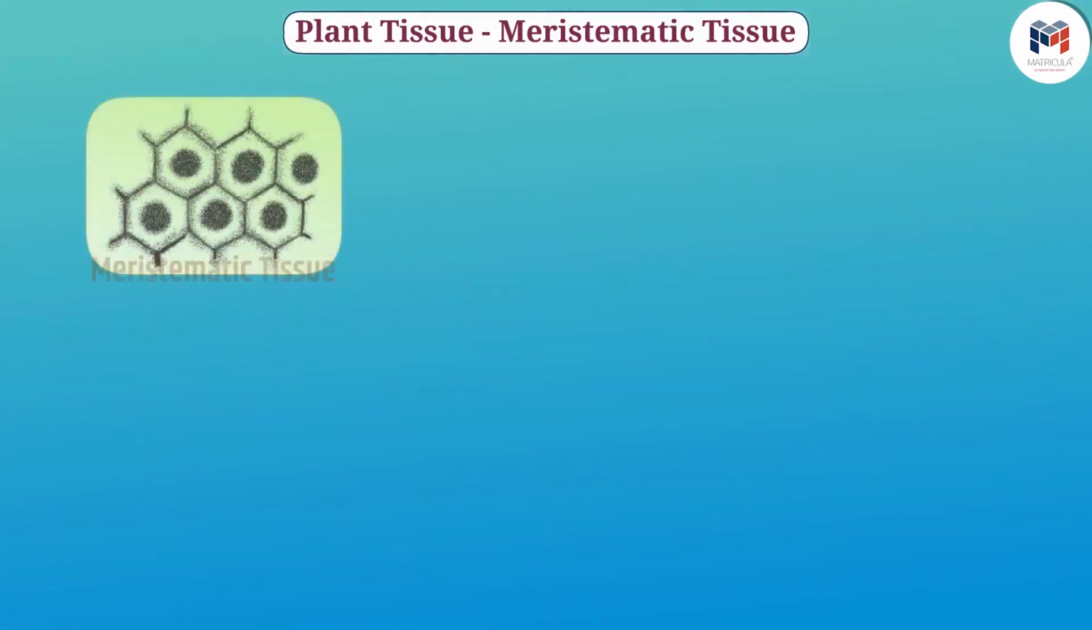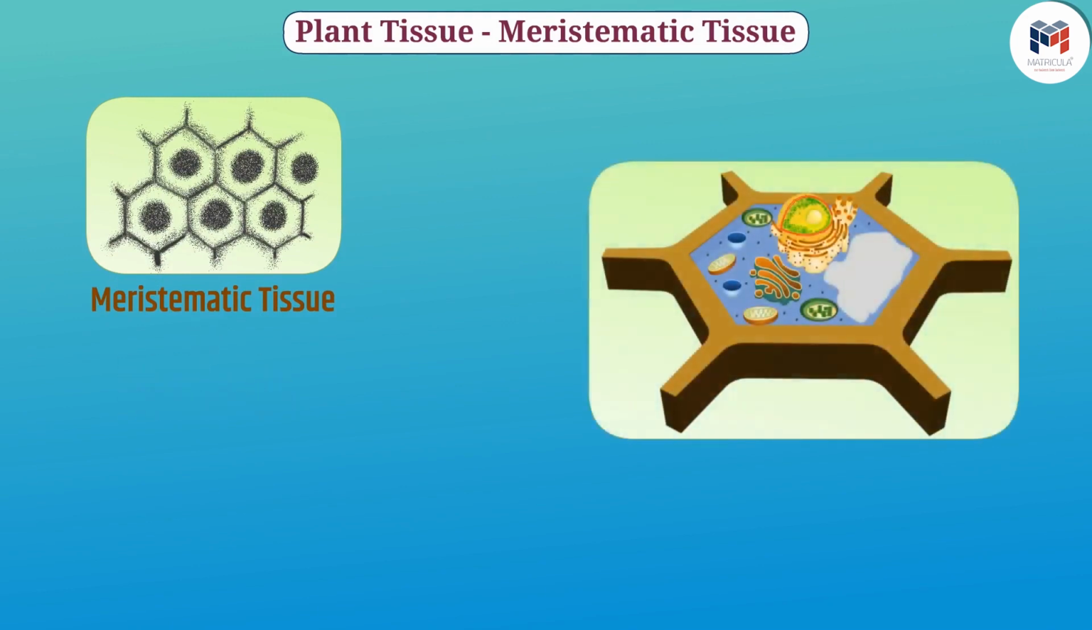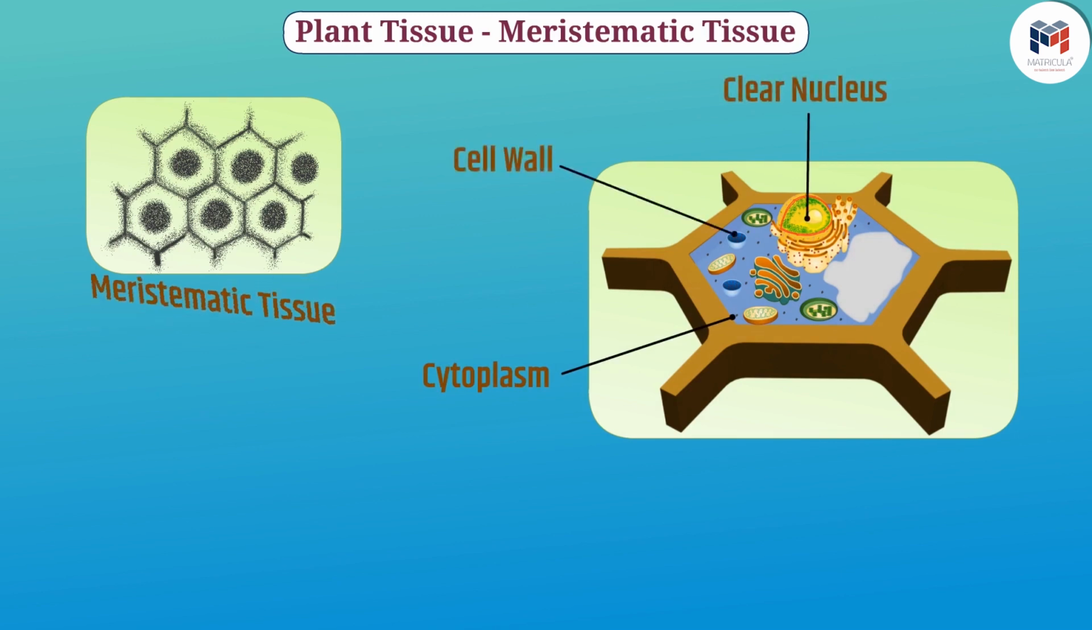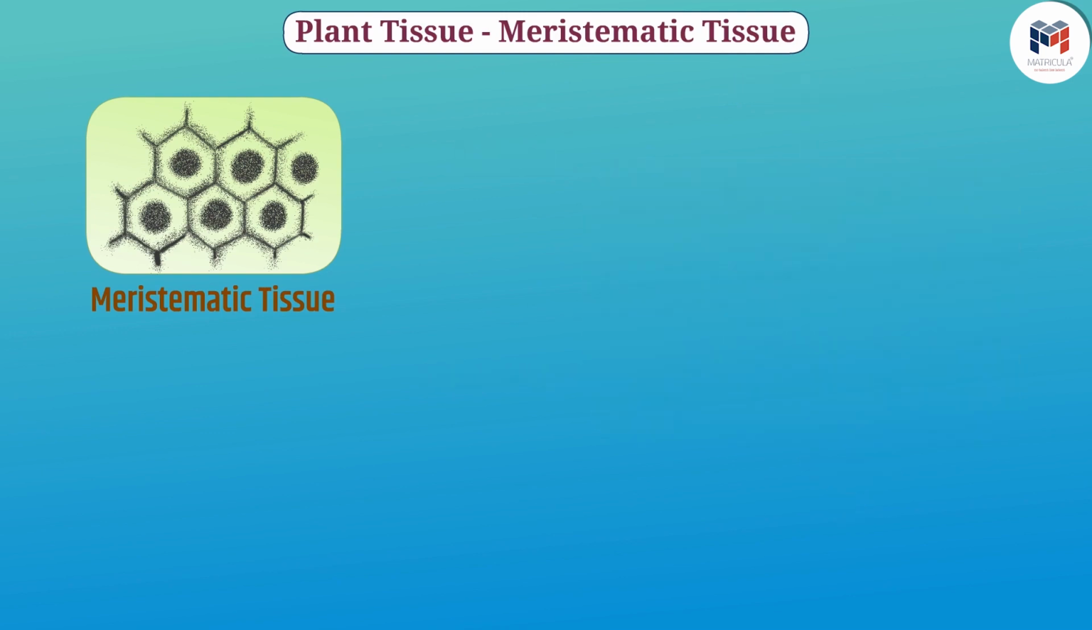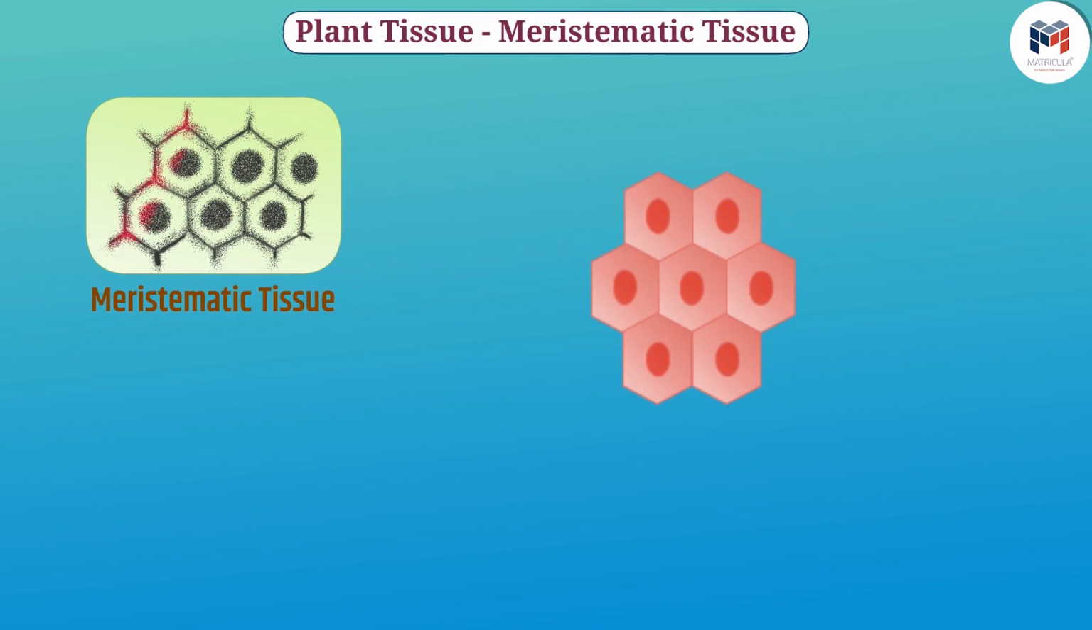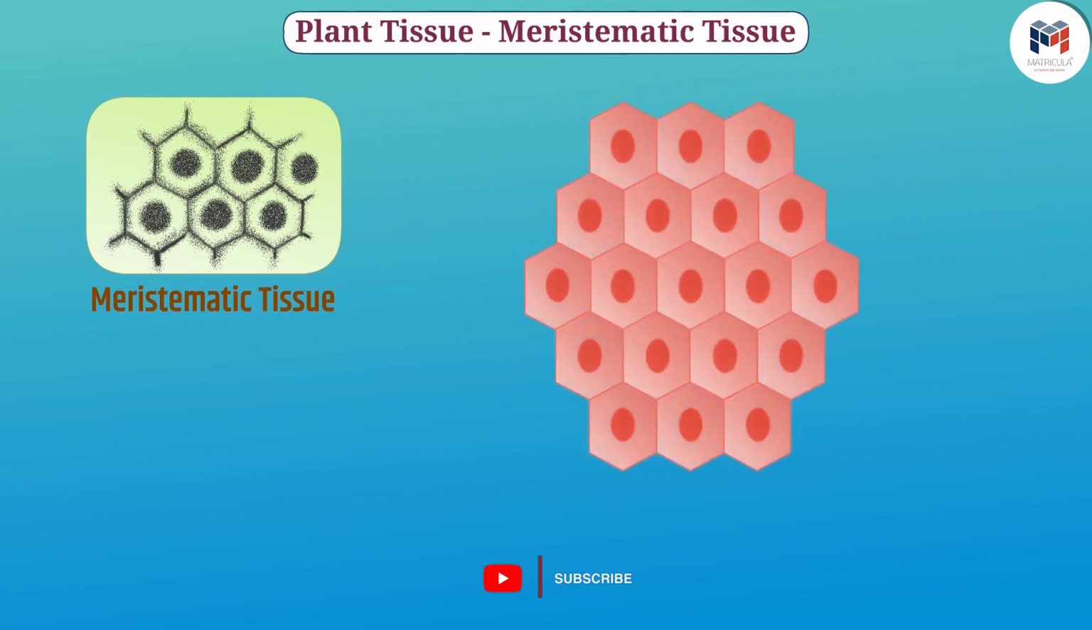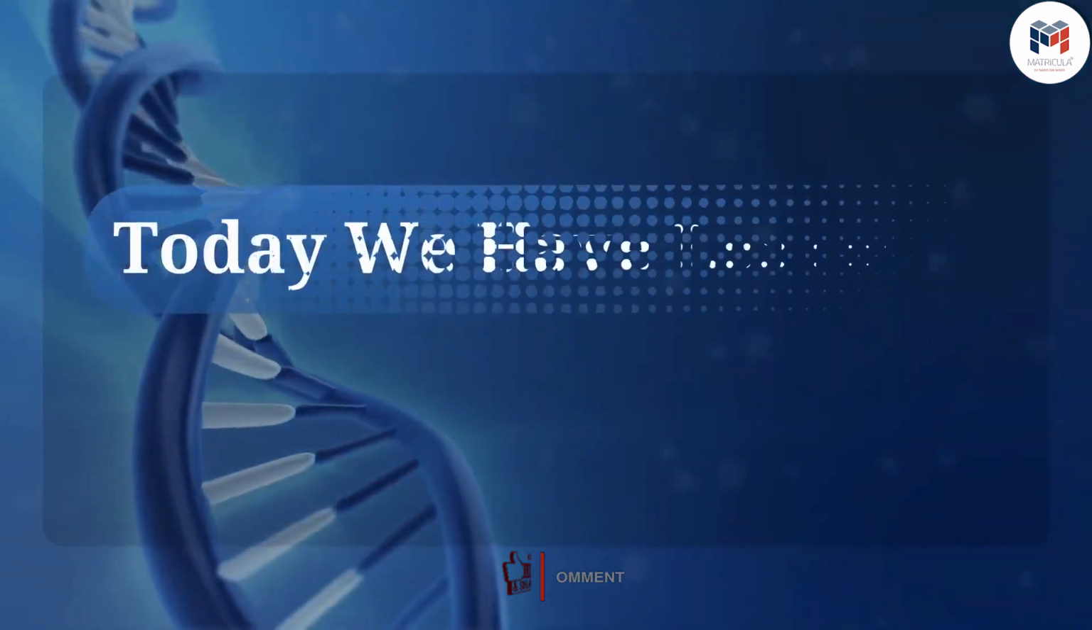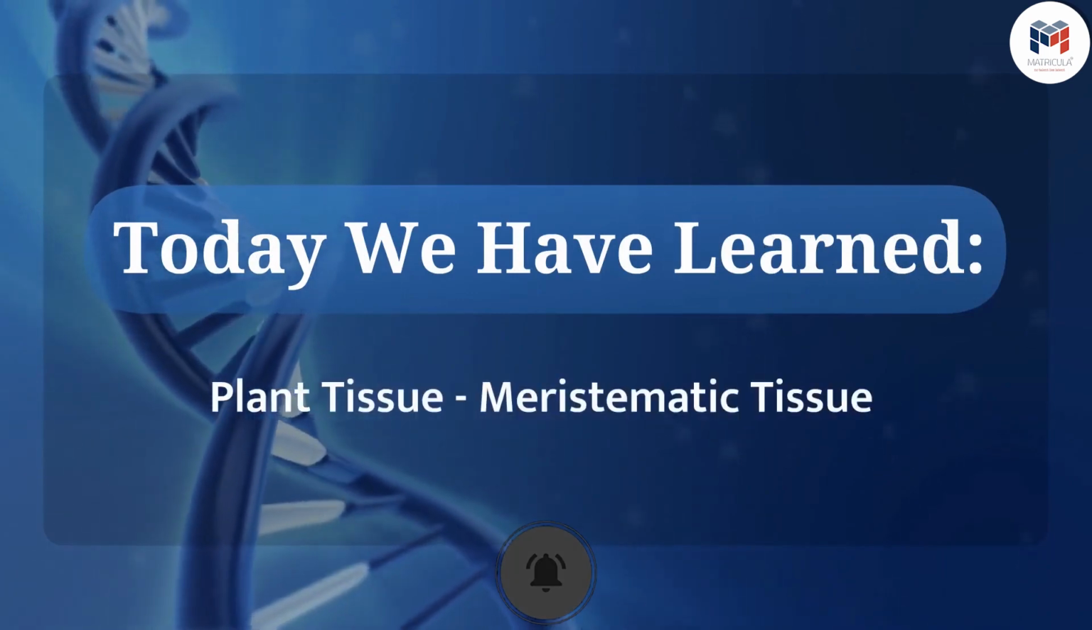The cells of meristematic tissue divide, that's why they are highly active. They have dense cytoplasm, a clear nucleus, and a thin cell wall. Cells of meristematic tissue do not need to store nutrients. That's why they do not have a vacuole. The new cells formed from meristem are initially similar to the meristem, but as they grow and mature, their properties gradually change and they divide as components of other tissues and work with other tissues. So today we have learned about plant tissue, meristematic tissue.